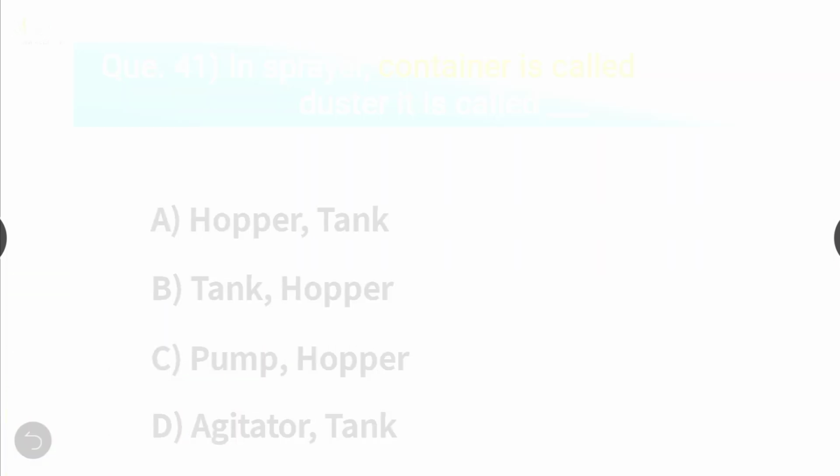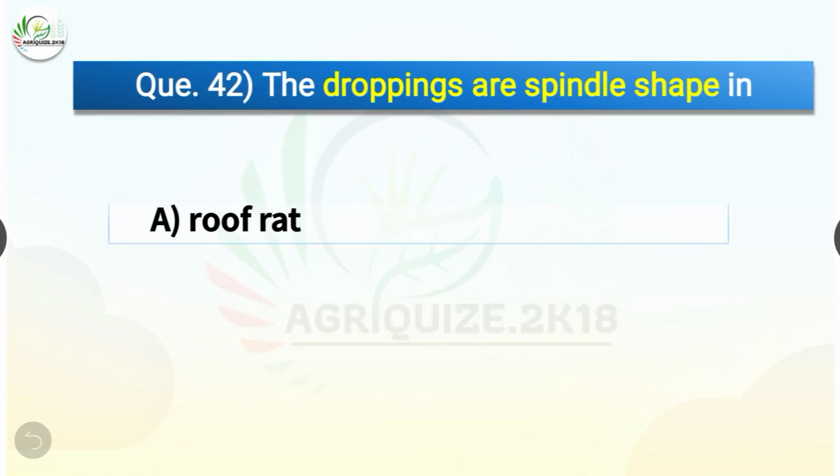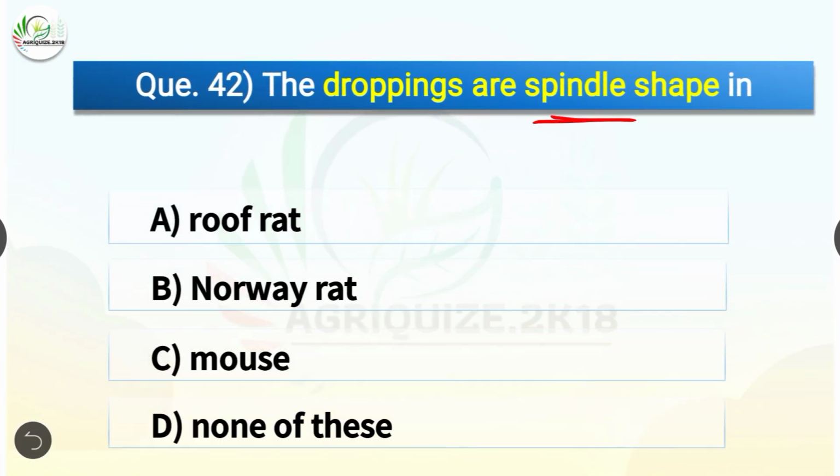Question number 42. The droppings are spindle shape in. The options are roof rat, Norway rat, mouse, or none of these. The correct answer is option A, roof rat. So the droppings are spindle shape in roof rat.